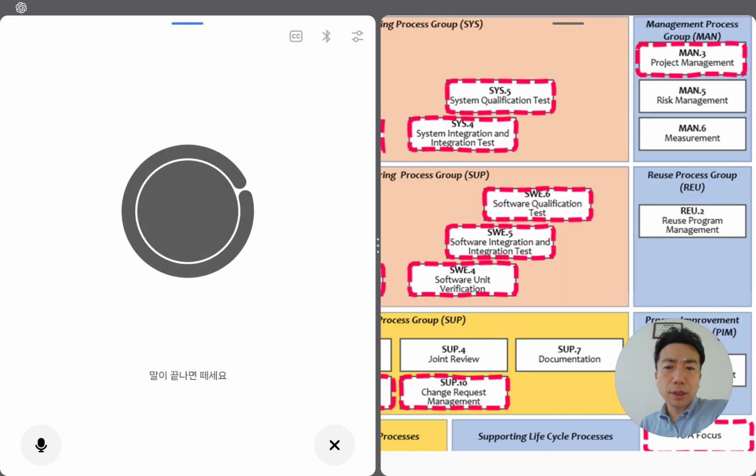What's the relationship between ASPICE and IATF 16949?